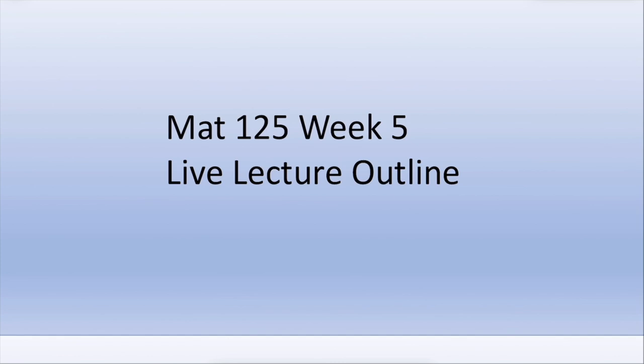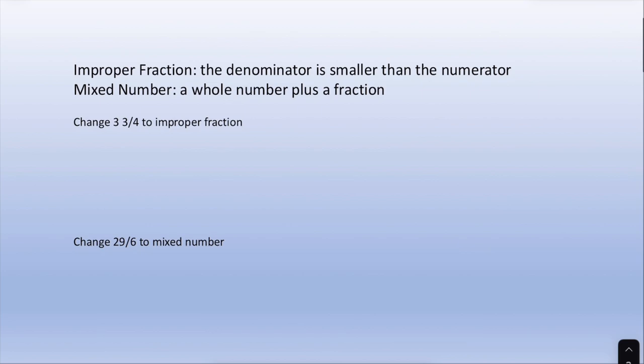So in week 5, we are going to talk about fractions. An improper fraction is where the denominator is smaller than the numerator. An example of that would be something like 4/3. Anytime your denominator, the bottom, is smaller than the numerator, the top.